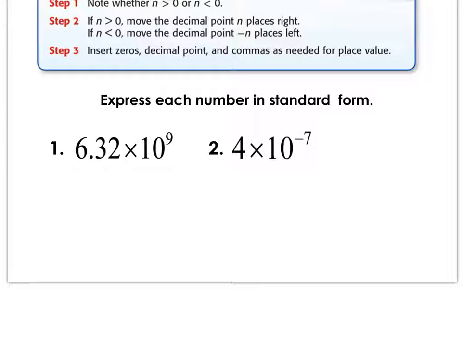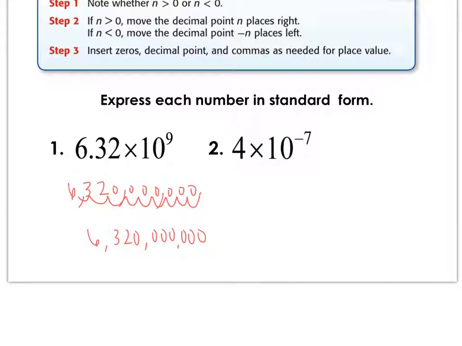So 6.32 times 10 to the 9th, so I'm just going to write out 632, and now 9 places after the 6. So 1, 2, 3, 4, 5, 6, 7, 8, 9. Fill each place value with a 0, and then figure out what my number is. So I have 6,320,000,000, and then I fill the rest with zeros.